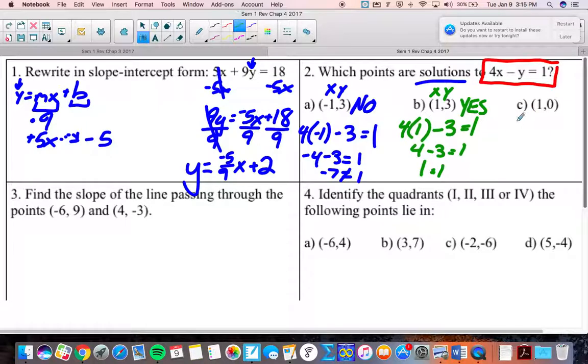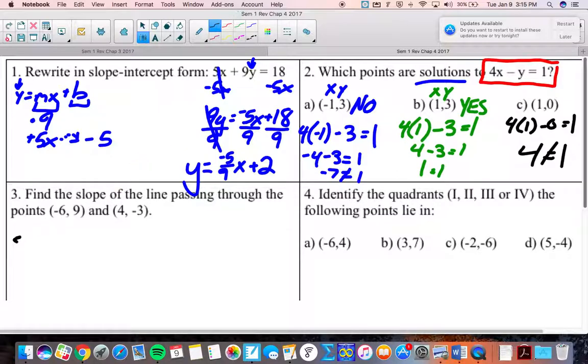Last but not least, x is 1. So 4 times 1 minus 0, does that equal 1? No, I'm going to get 4. That does not equal 1. Solutions make equations or inequalities true.